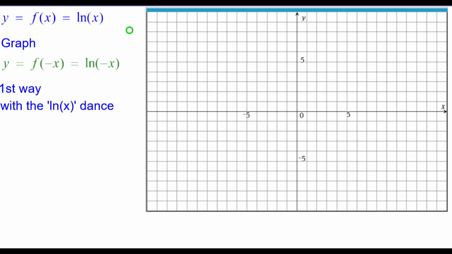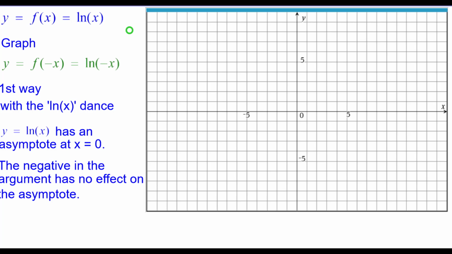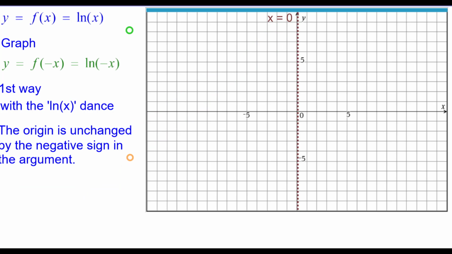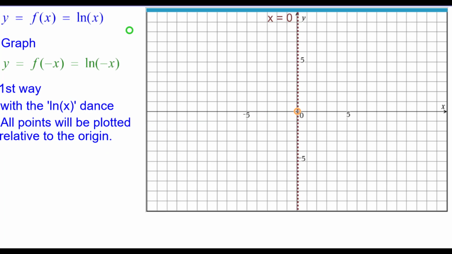The first way is with the natural log of x dance. Y equals natural log of x has an asymptote at x equals 0. The negative in the argument has no effect on this asymptote, so we'll go ahead and draw that in. The origin also is unchanged by the negative sign in the argument, so we'll plot all of our points relative to this origin.